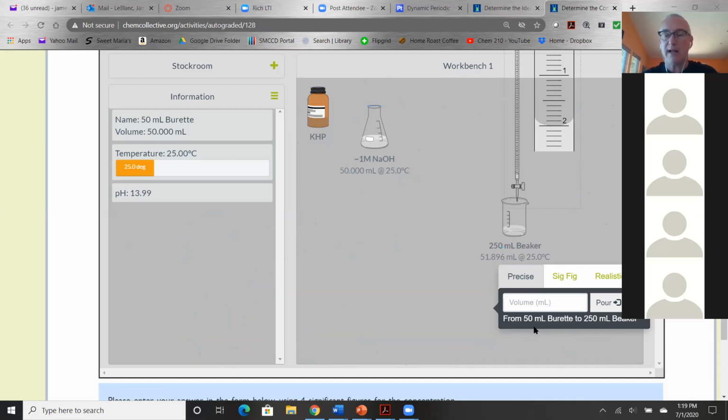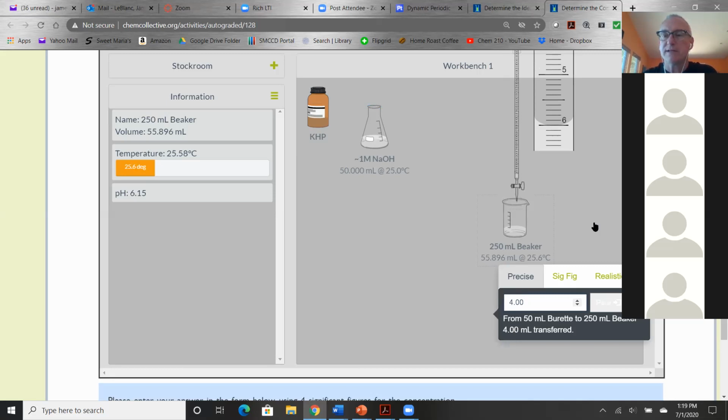So I'm going to add this 4 mils. 4.00 mils. Pour. Now notice that my volume dropped from 2 to 6. Do you see that on the burette? Everyone notice that? The pH level went up as well. That's right. So the volume dropped in my burette, which it should, because that's how much volume I added. The pH went up, because that's what we would expect.